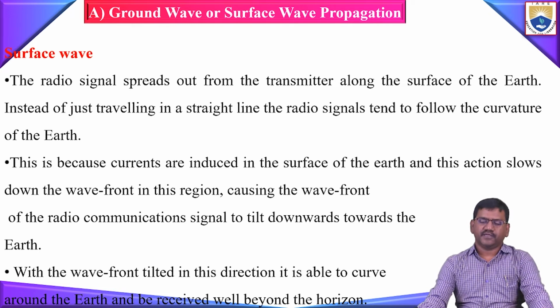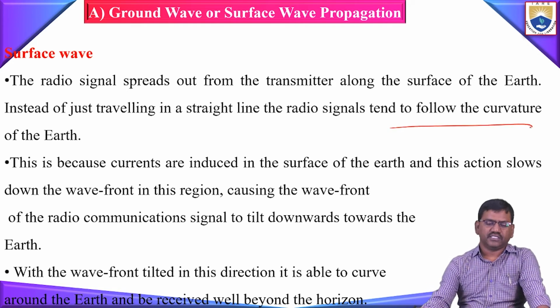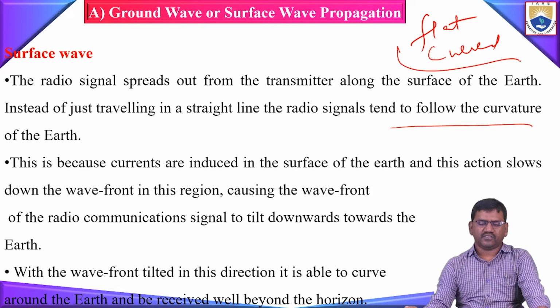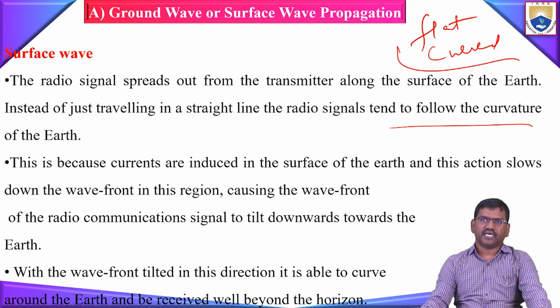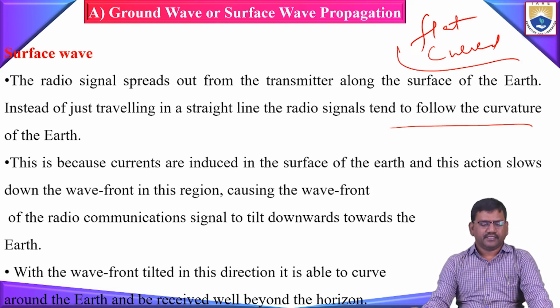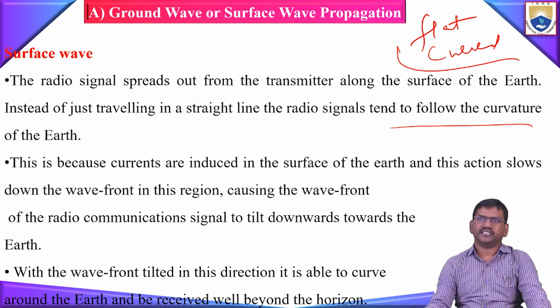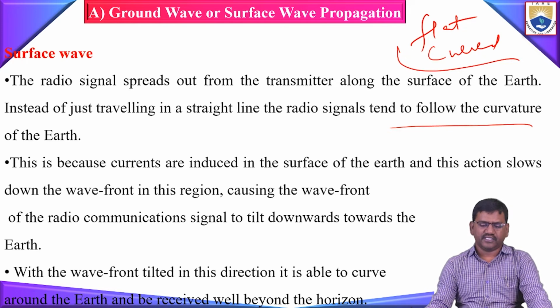The radio signal spreads out from the transmitter along the surface of the earth. Instead of just traveling in a straight line, the radio signals tend to follow the curvature of the earth. So just now I told you that the earth is never flat, it is curved; the radio signal just follows the curvature of the earth. This is because currents are induced in the surface of the earth, and this action slows down the wavefront in this region, causing the wavefront of the radio communication signal to tilt downwards towards the earth.